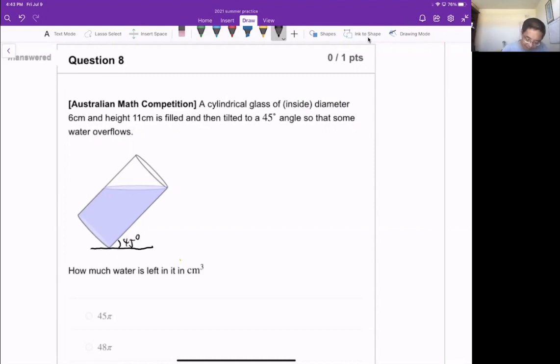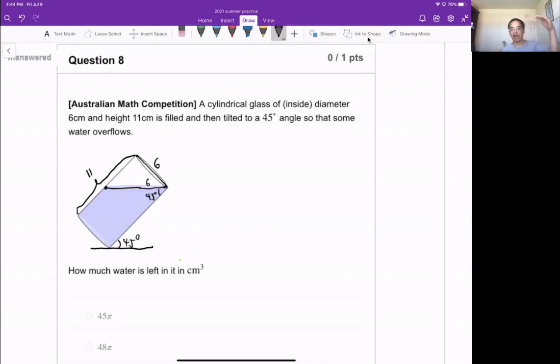All right, let's first mark all the numbers given in the problem. Okay, so the height is 11, and this is the diameter. If we connect the diameter of the base, this one is 6. Now the angle is 45. Then this one, of course, if I connect this, this is also 6. I connect this point to that. Okay, now this one is 45.